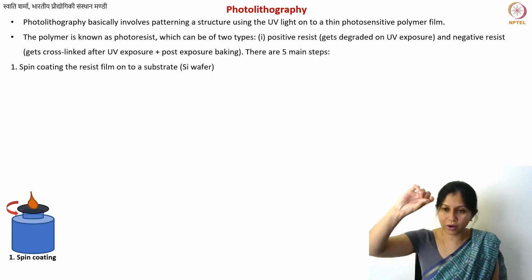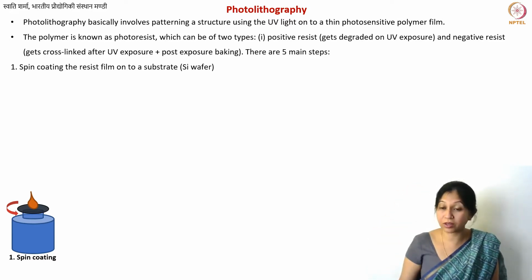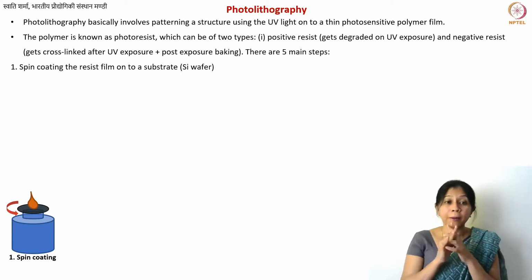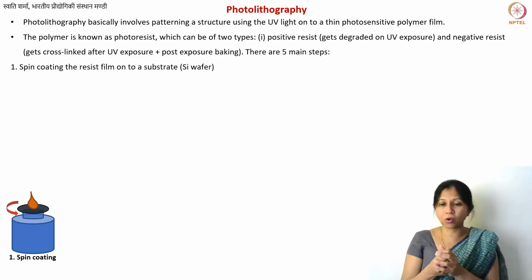So you pour a drop of your photoresist on top of the silicon wafer. The wafer should be clean. So wafer cleaning can be called a pre-step before spin coating. But assuming that the wafer is cleaned, you spin coat your polymer on top of it, and the blue thing which you see in this schematic is known as a spin coater. So basically it's a motor.